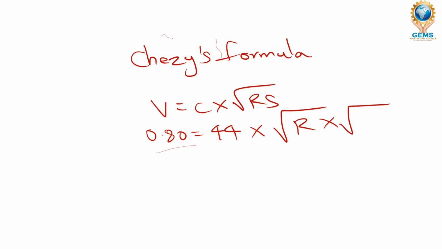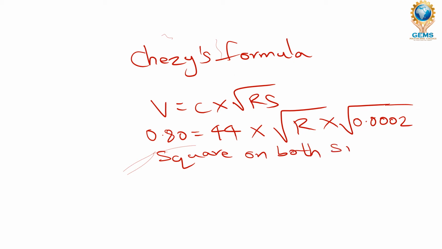Root S we know, which is our bed slope, 1 in 5000. We have converted it in the previous slide, which is 0.002. Then we are going to find R. For finding R, you need to square on both sides in order to remove the root. We square 0.80 squared equal to 44 whole squared into root R.